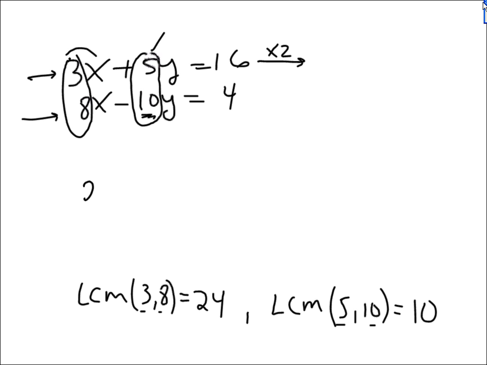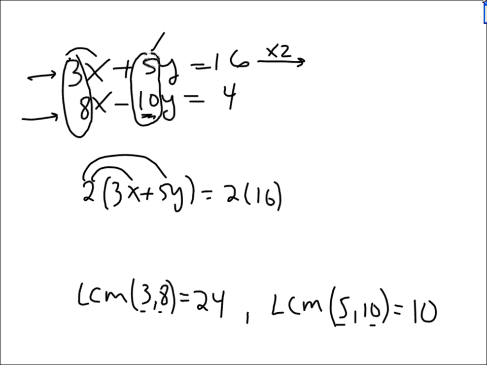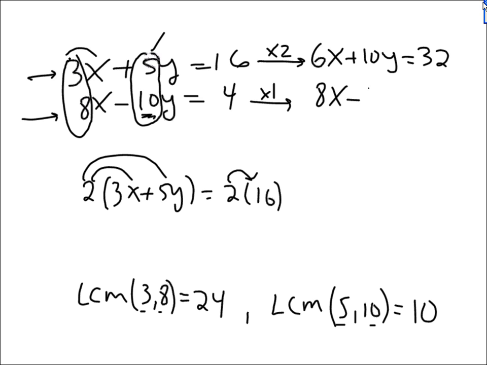So basically you're doing 2 times 3x plus 5y is equal to 2 times 16. You get 6x plus 10y. I'll put that up here. 6x plus 10y is equal to 2 times 16, or 32. In the second equation, I don't do anything to it. If you want to write something, say you're multiplying it by 1. You have 8x minus 10y is equal to 4.